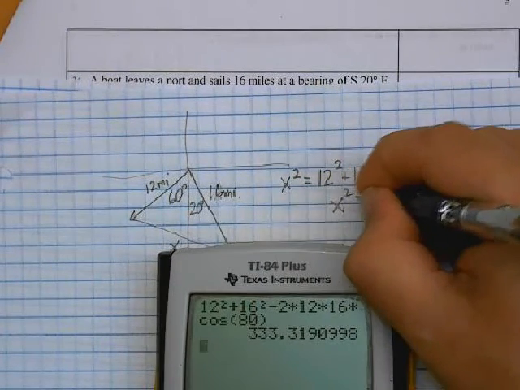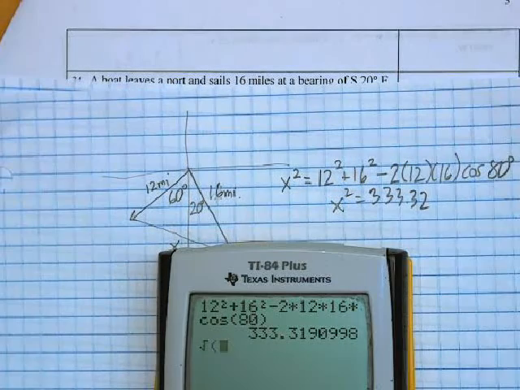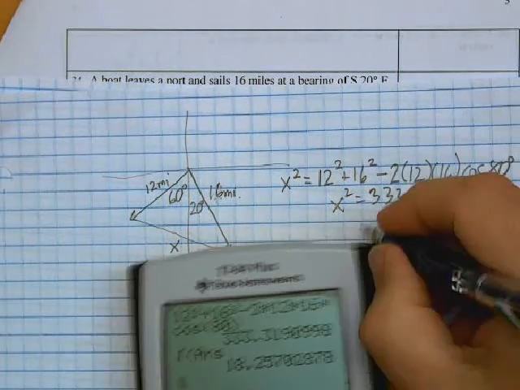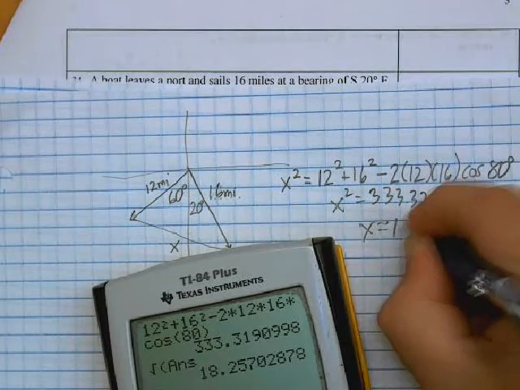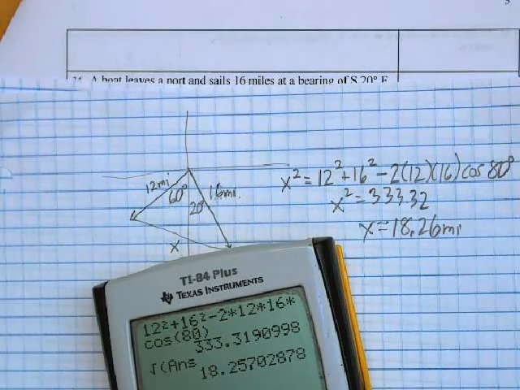So x squared is about 333.32. I take the square root to find x. And I get about 18.26 miles.